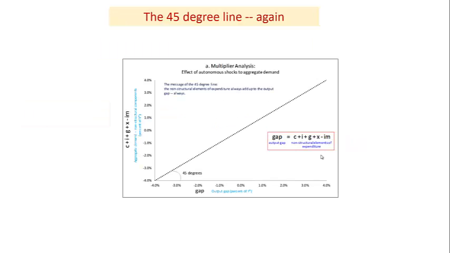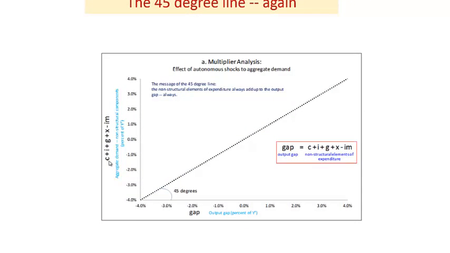We already learned how to express this key result in a graph, the 45-degree line. On the horizontal axis, we have the output gap. On the vertical axis, we have the sum of the elements of non-structural expenditures: consumption, investment, government, exports, minus imports. You may remember that on a 45-degree line, the value on the horizontal axis is exactly equal to the value on the vertical axis. So suppose we have an output gap of 0, that means that the sum of the non-structural expenditures on the vertical axis must be exactly 0.